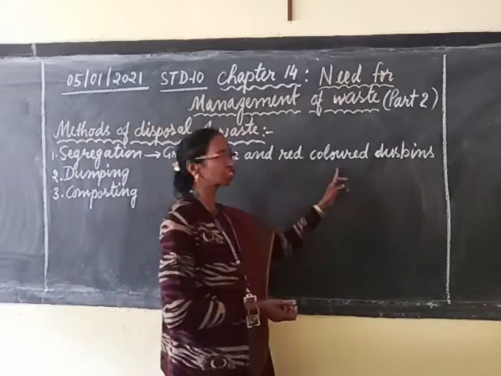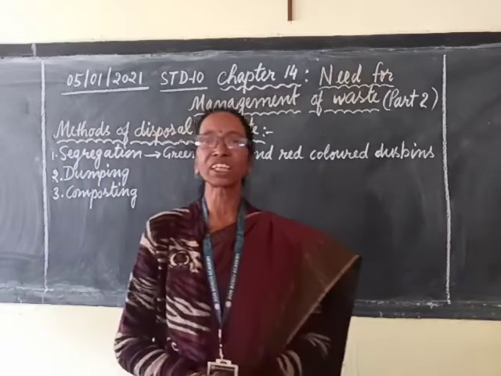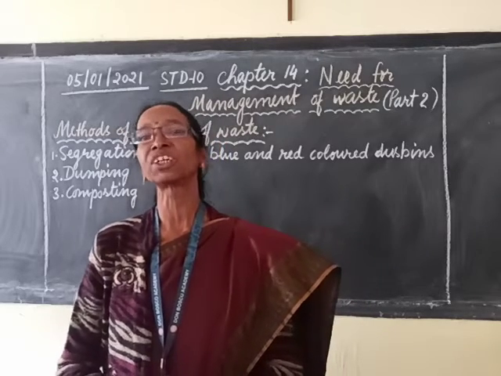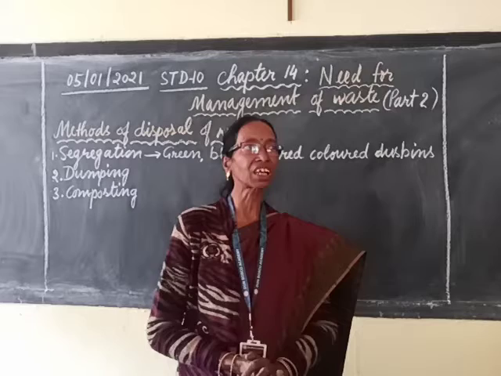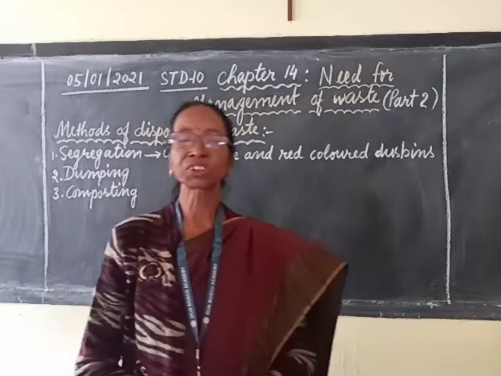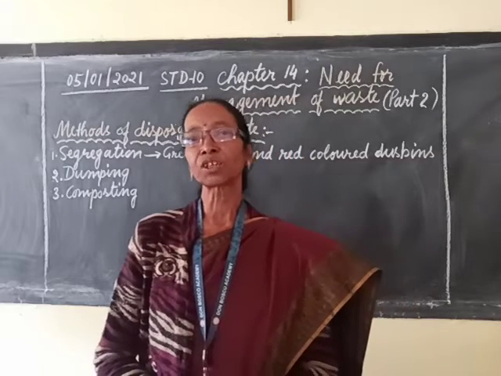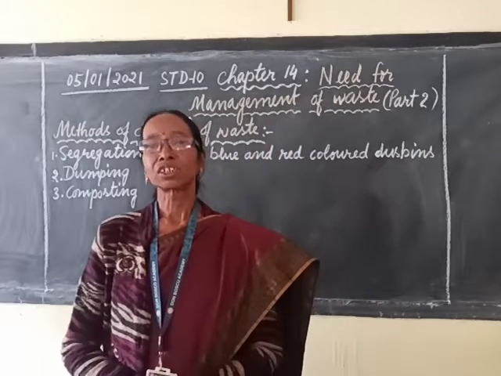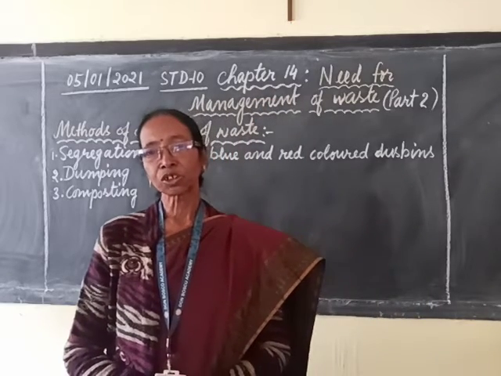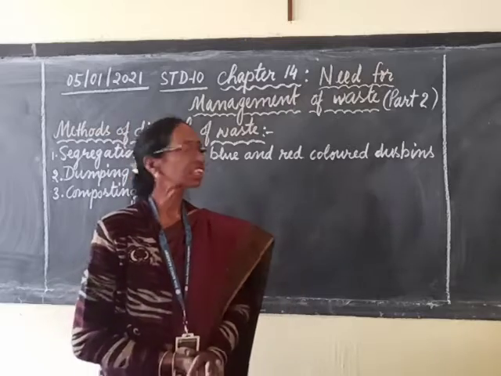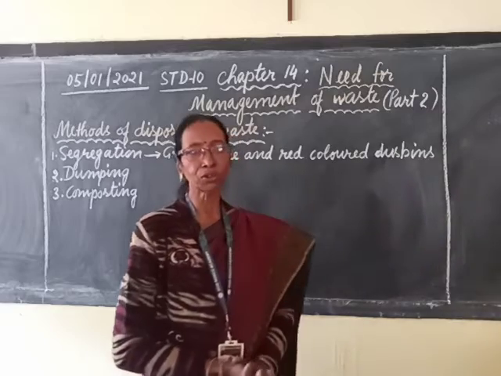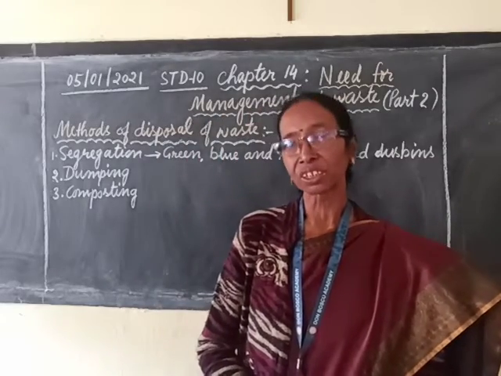And the red color dustbins are used to collect the waste which are the main causes of infectious diseases. The waste material coming from the hospitals, some pathological waste, some surgery waste, or other waste coming from hospitals or clinics or nursing homes can be put in red color dustbin, and that is decomposed or treated far away from the city.